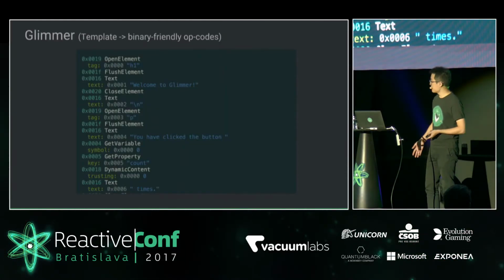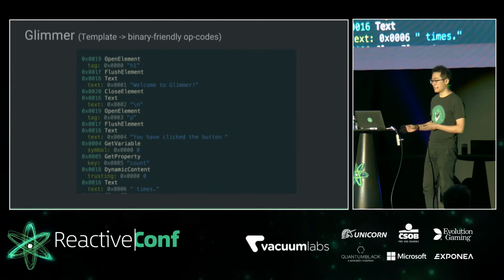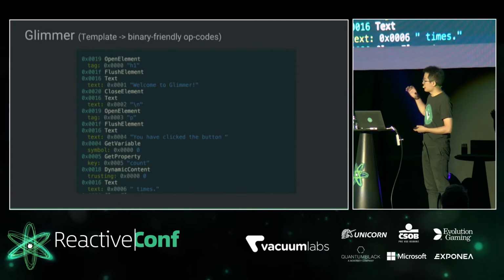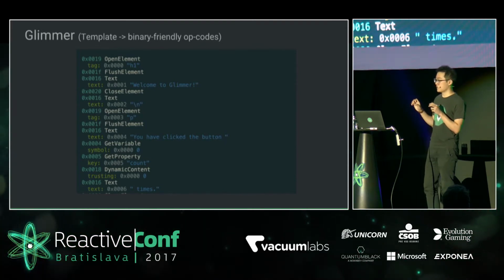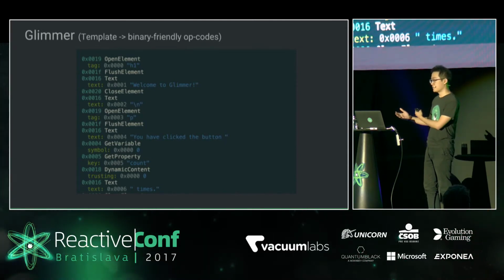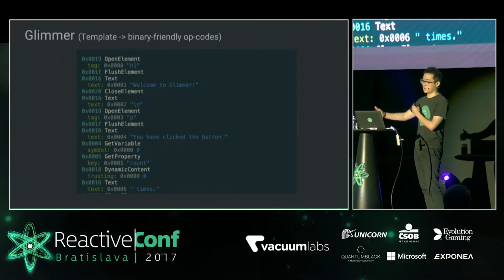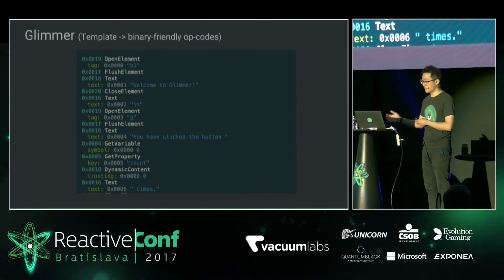And then there's Glimmer, which is also pretty unique in the compilation strategy by compiling handlebars templates into opcodes. So these opcodes are then fed into the runtime, which is called Glimmer VM, which Tom Dale will actually be talking about in more detail tomorrow.